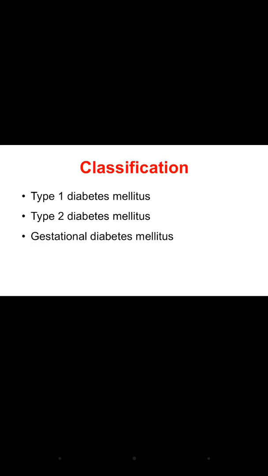Now the classification. We can classify most commonly into type 1 diabetes mellitus and type 2 diabetes mellitus, and there is also a third classification, gestational diabetes mellitus. Type 1 diabetes mellitus is also known as insulin dependent diabetes mellitus, that is IDDM. And type 2 diabetes mellitus is also known as non-insulin dependent diabetes mellitus, NIDDM, and then gestational diabetes mellitus.